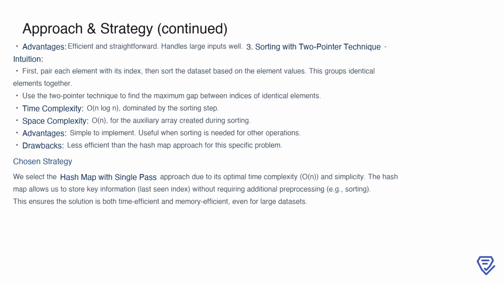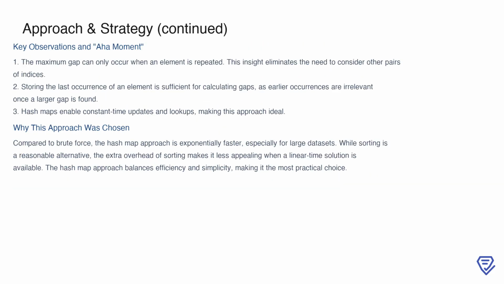Considering these factors, we selected the hash map with a single pass as the chosen strategy. It is optimal in terms of time complexity, requiring only n, and avoids the overhead of sorting and preprocessing. Its simplicity and efficiency make it well suited to handle even the largest datasets. The chosen approach relies on several key observations that simplify the problem. First, the maximum gap can only occur when an element is repeated, meaning we can ignore any pairs of indices where the values differ. This insight significantly narrows the scope of the problem.